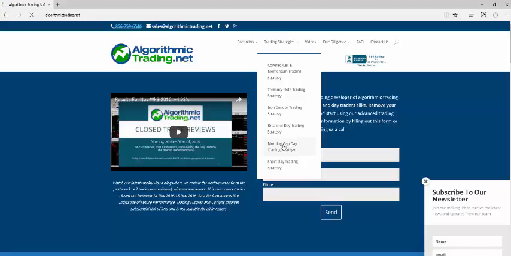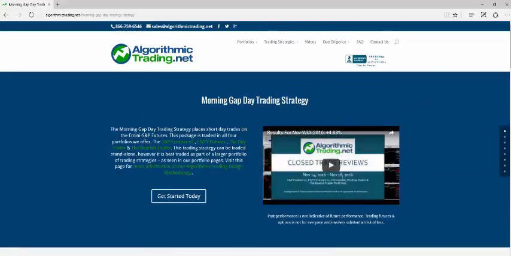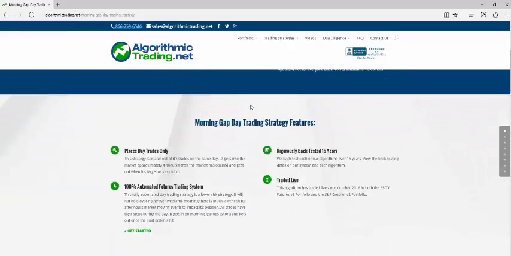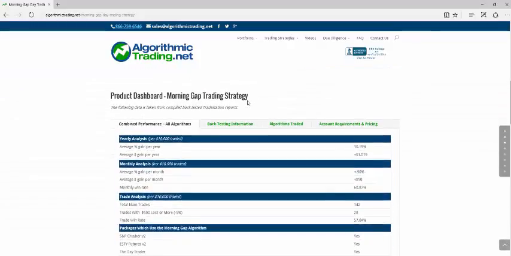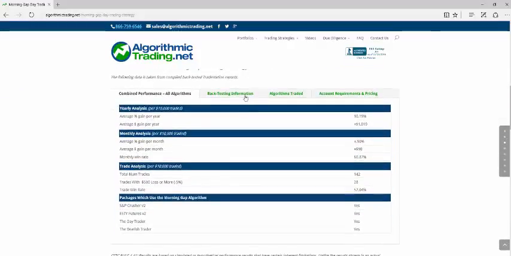So if we go to this morning gap day trading strategy, we'll see the product page for this algorithm. And really all we've done is we've taken the back-tested performance reports, like the one that we were looking at on TradeStation, and we've extracted some of the key data out of those reports so that we can show on the website some of the key things that most people care about.